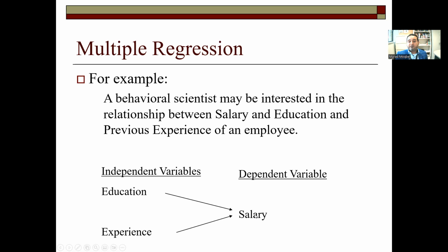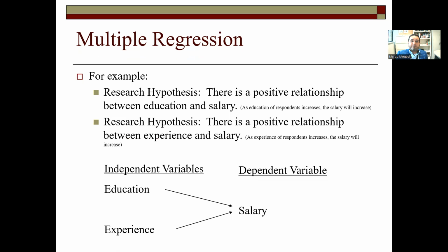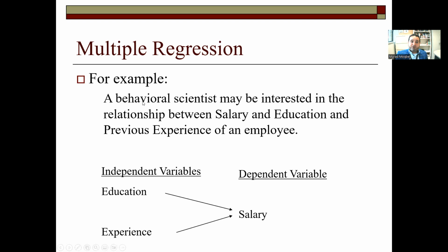So salary is our outcome variable. It is our dependent variable. It is our target variable, you can say, or it's the effect, and we want to see if education causes or impacts salary, and experience impacts salary, or if there is a positive or negative relationship between education and salary and experience and salary, right? So assume that you are a behavioral scientist and you are interested in finding the relationship between those variables.